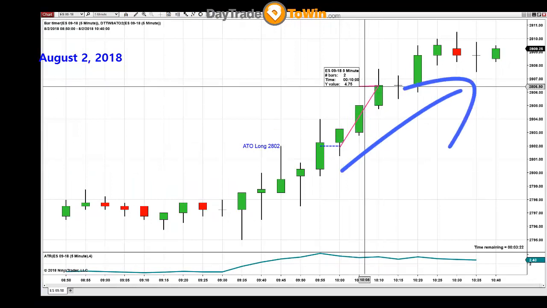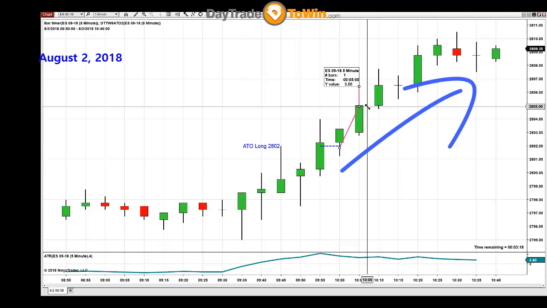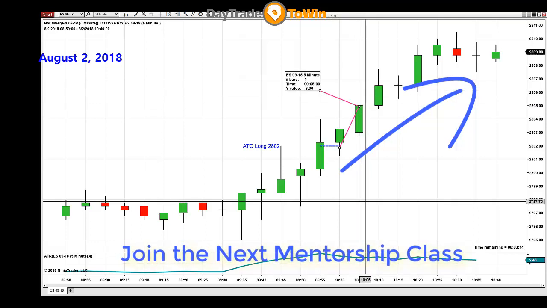But remember, always use a stop and always use a specific target to get out of the trade. So very quickly, the target was made today. And if you want to trail a stop after that, you have that option.